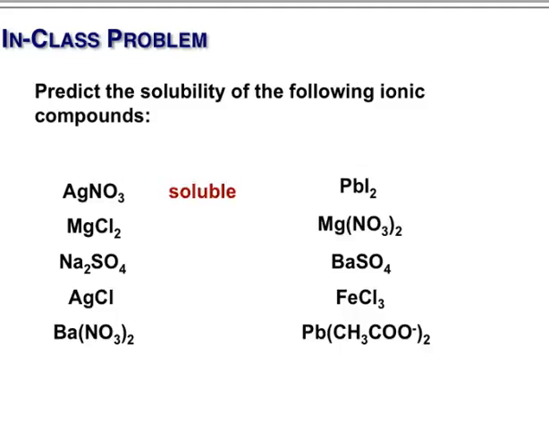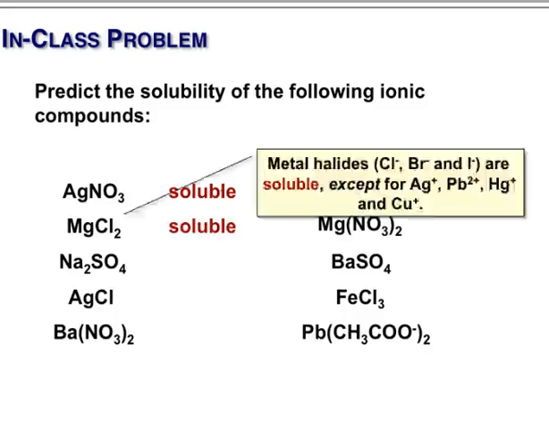Magnesium chloride. All right, we remember Rule 3, I think it is, that halides are going to be soluble, aren't they? Unless they're one of our heavy metal guys. Magnesium is not one of the heavy metals. It is soluble. The ones that are not are silver, lead, mercury, and copper.